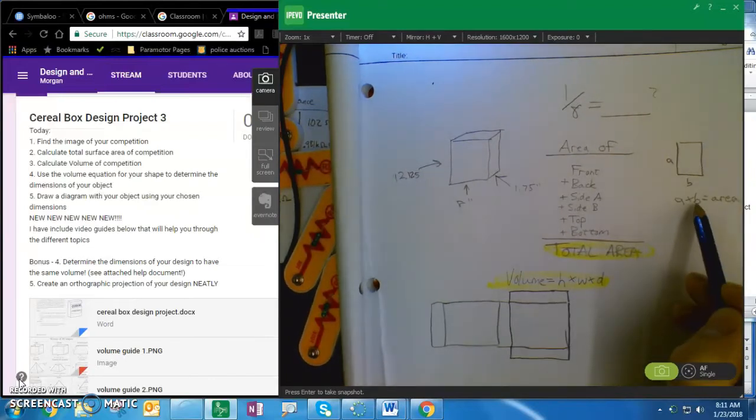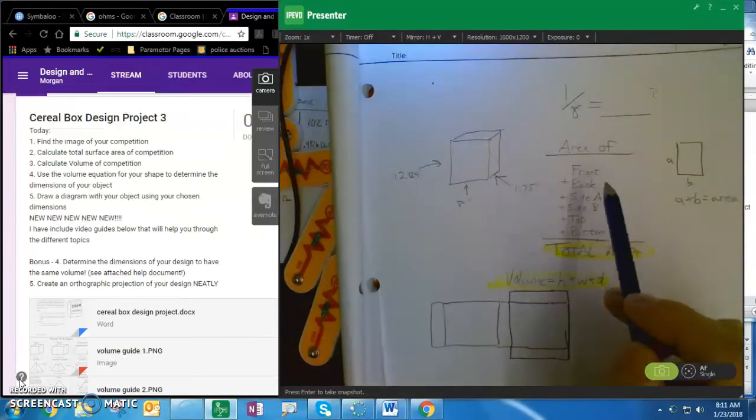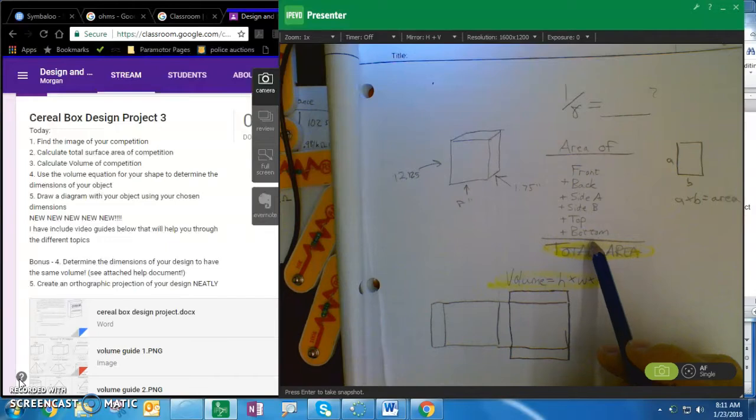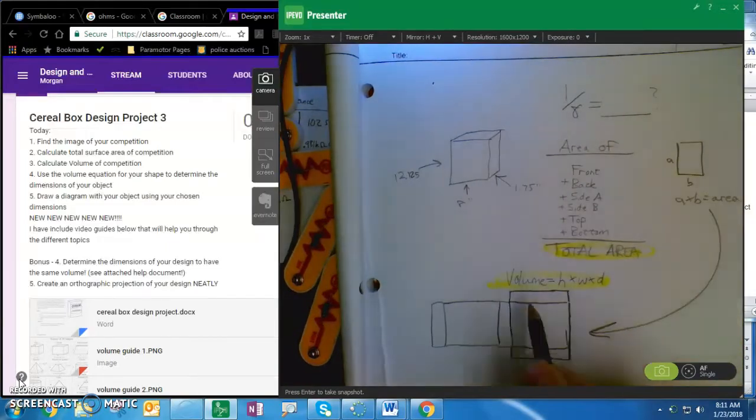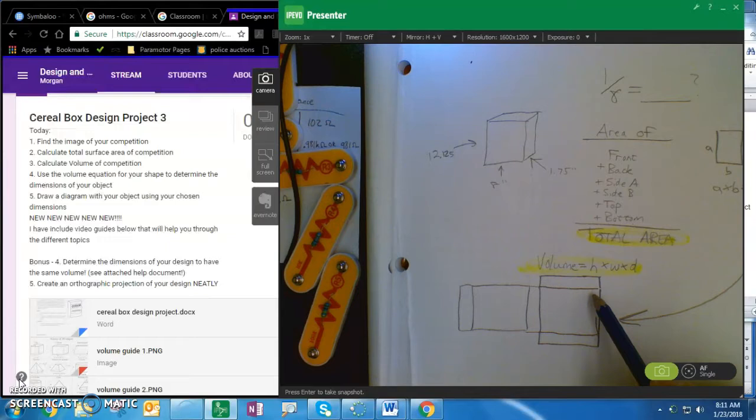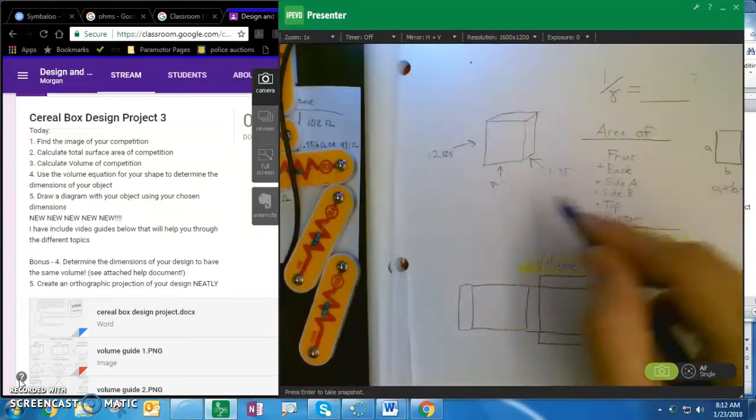So I need to find the area of the front, the back, the side, the other side, the top, and the bottom. Now, what does this look like? Here, if I were to open up a box, I'm going to have the top, the back, the bottom, the front, one side, and the second side. Now, each side is going to be the depth.